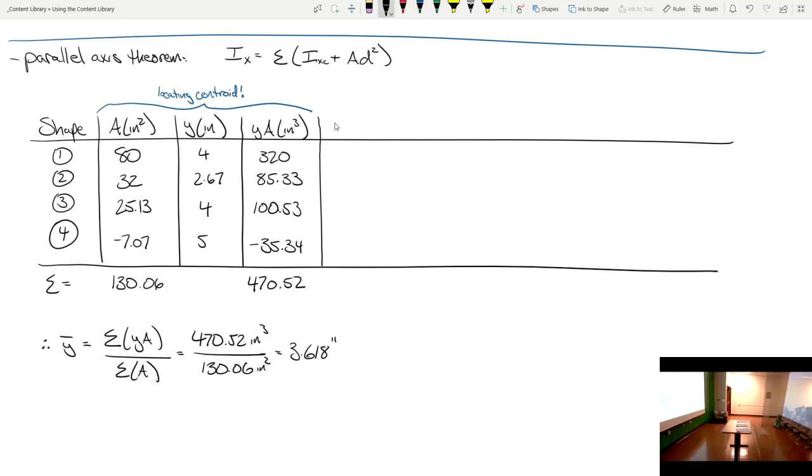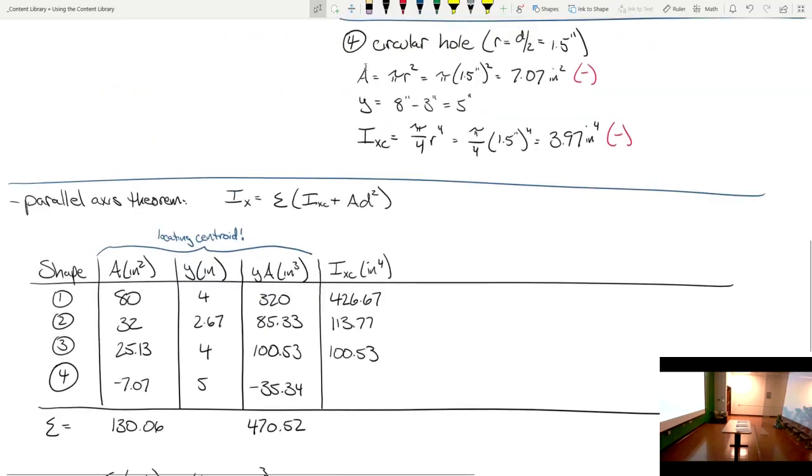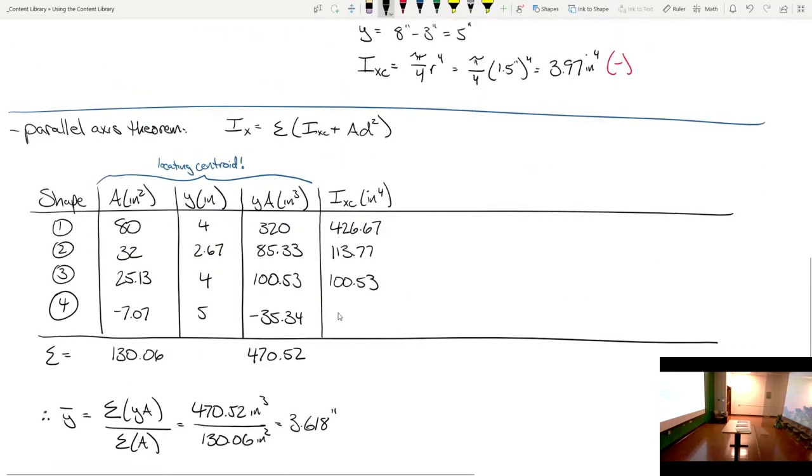So, first thing that we're going to do, let's list these out, okay? So what did we get? We got that. We got that. We got that. And then negative 3.97.